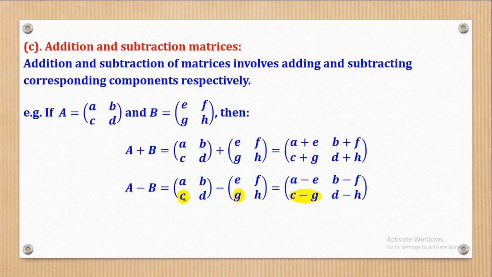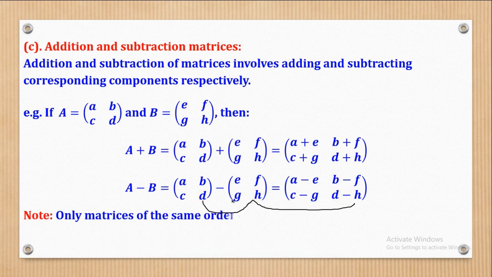Then next we shall come up with C minus G to come up with that value. And lastly, this d minus h to come up with that value. So basically that's how they add or subtract.